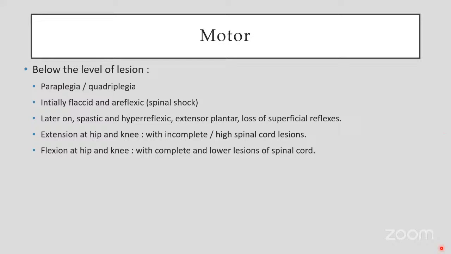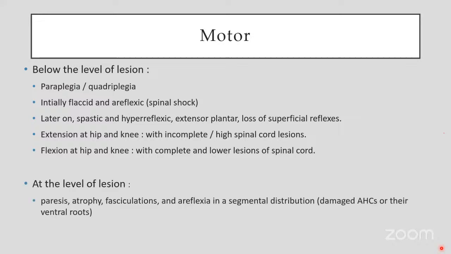As the disease progresses, there will be extension at hip and knee with incomplete or high spinal cord lesions. And for complete and lower lesions of the spinal cord, there will be flexion at hip and knee. At the level of lesion, we can see paresis, atrophy, fasciculations, and areflexia in a segmental distribution because of damaged anterior horn cells or damaged ventral roots of the spinal cord.